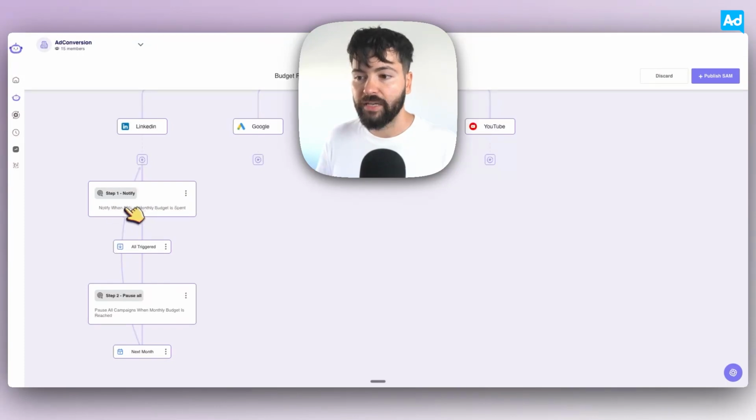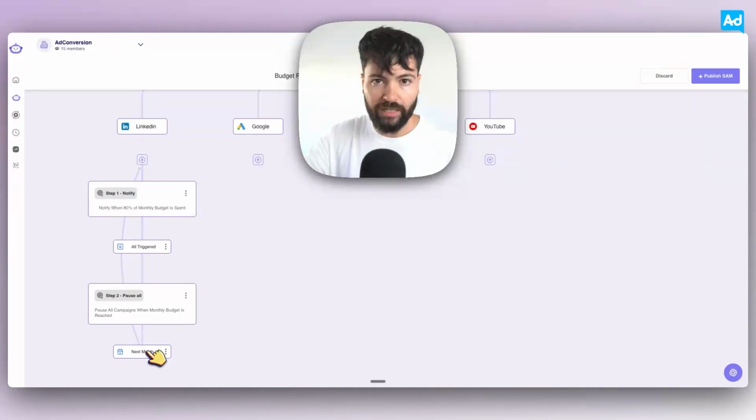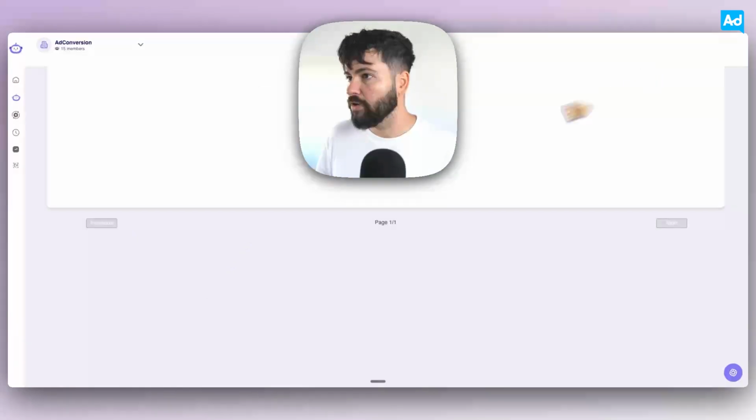So what we're doing here is we're going to get notified on the first step once 80% of our monthly budget has been spent. And then on the second step, Sammy is going to pause all of our campaigns once we reach our monthly budget. And then next month, it'll loop back again. And then we will be able to basically update our budgets for the next month. So let's go ahead and create a SAM together.